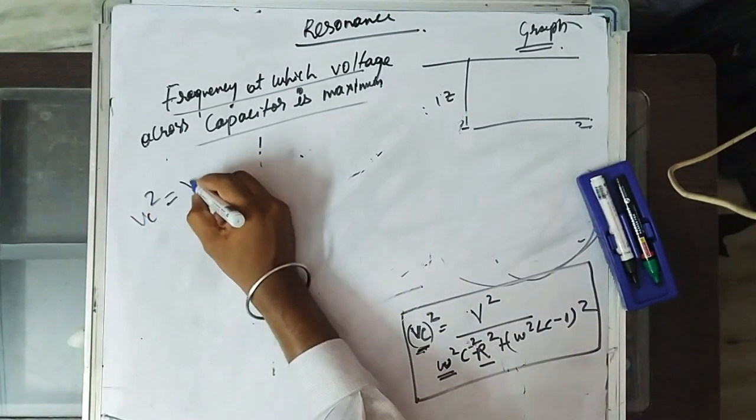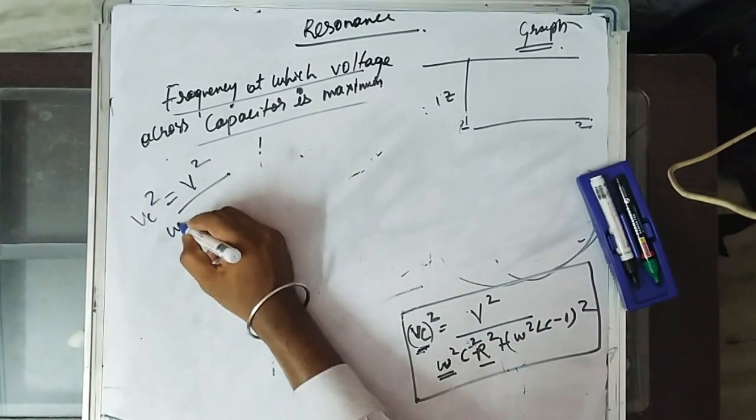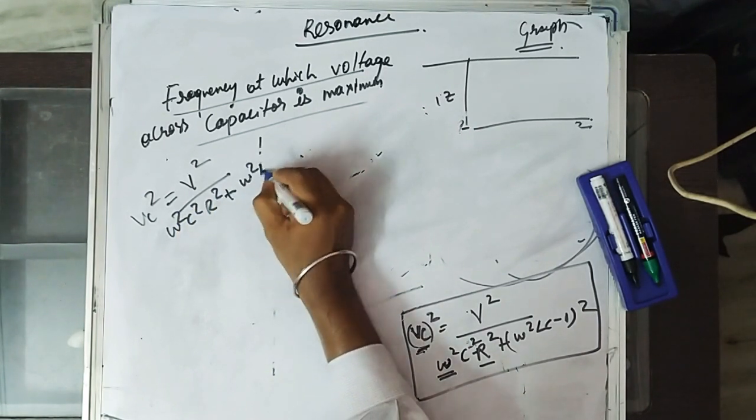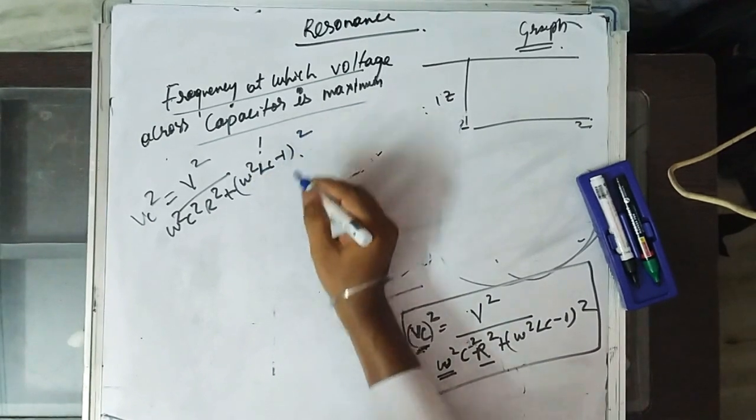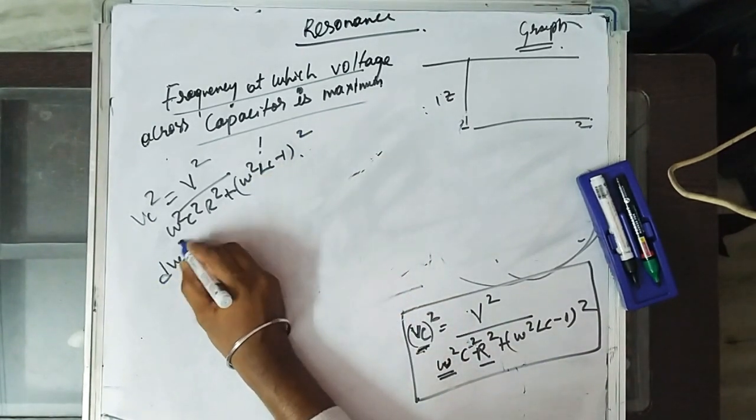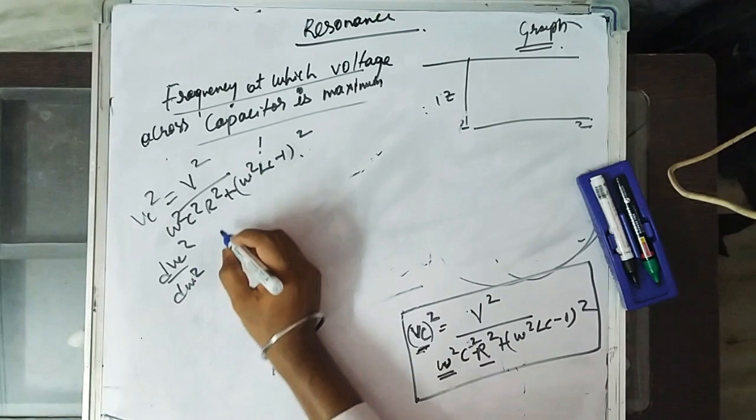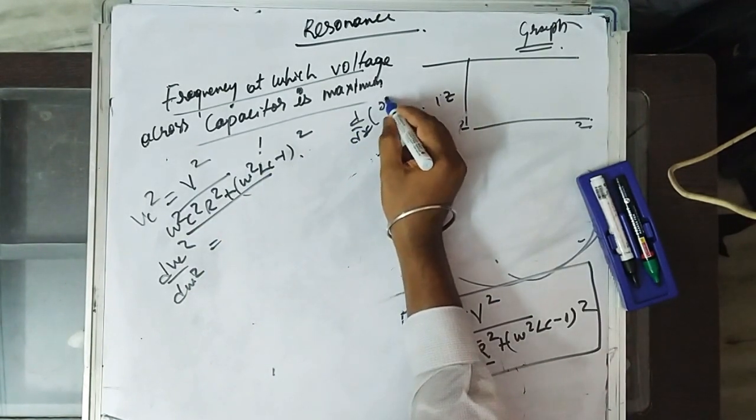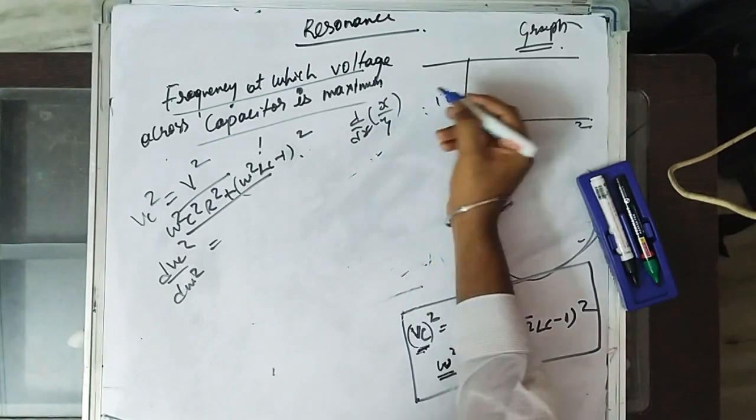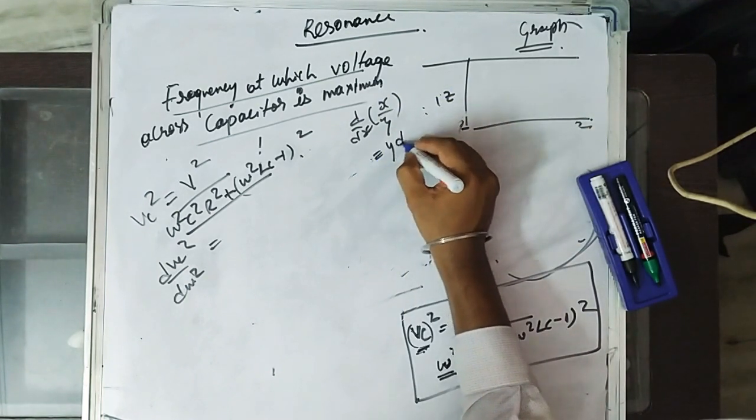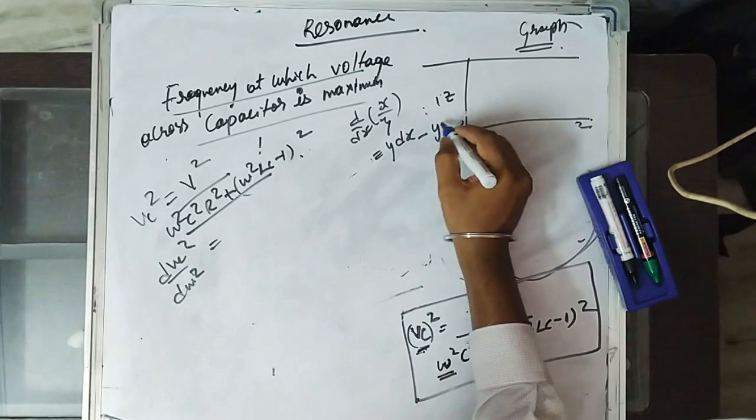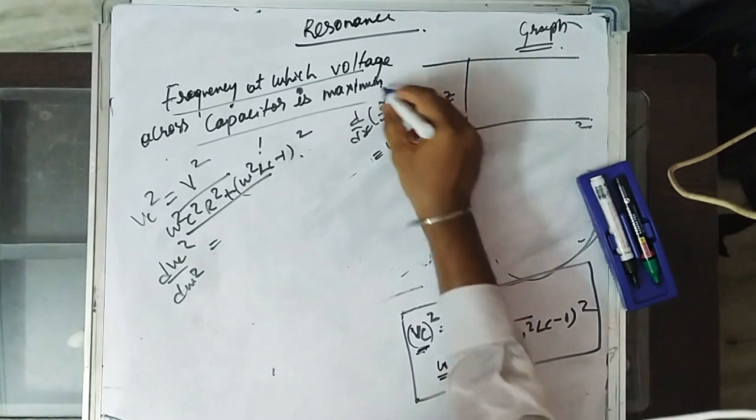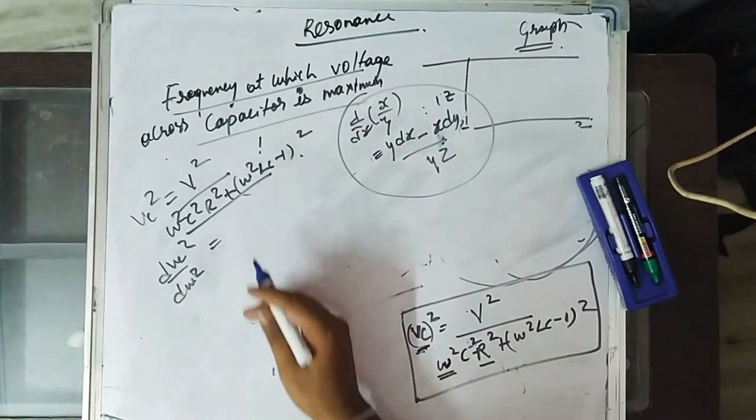Vc square equals V square by omega square C square R square plus omega square LC minus 1 whole square. So dVc square by d omega. This is in the form of d by dx of x by y. So the formula is what? You have y into dx minus y into x into dy, by y square. This is the formula. So apply the same here.